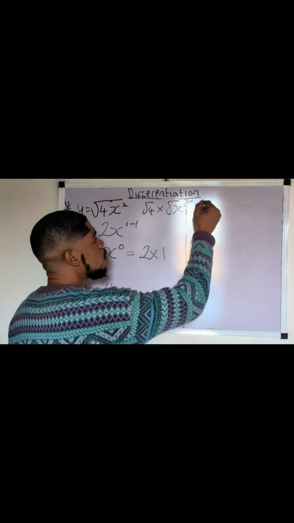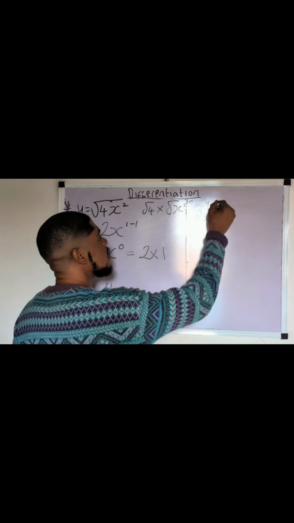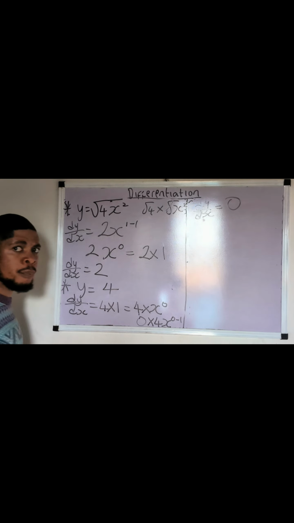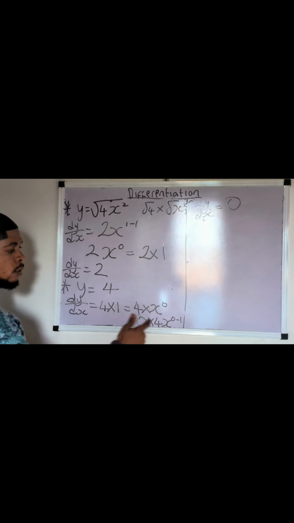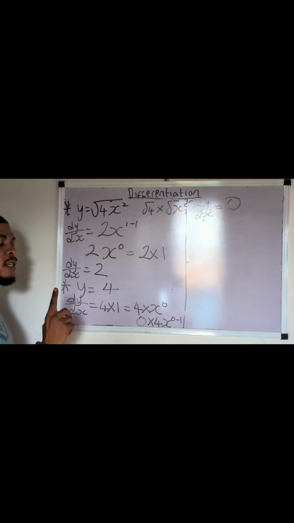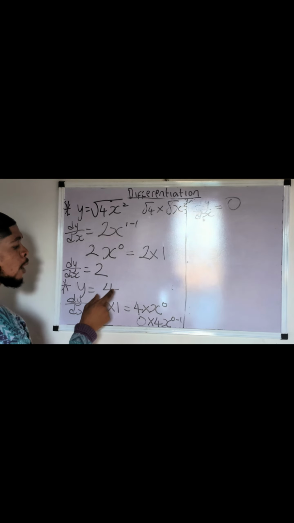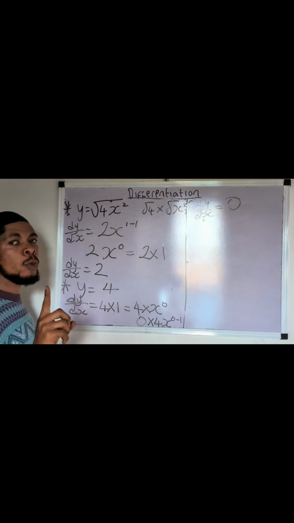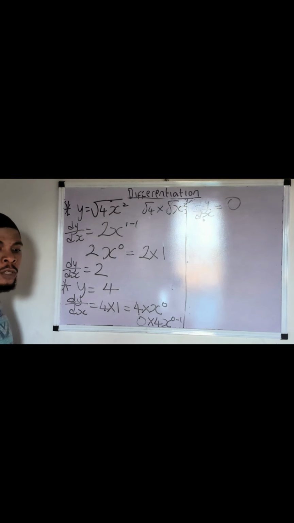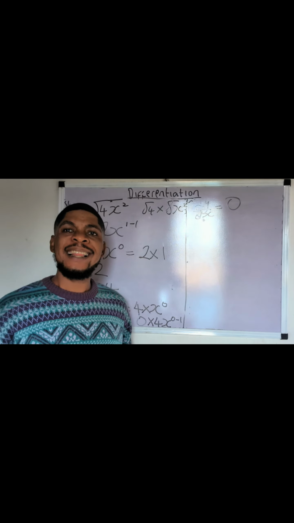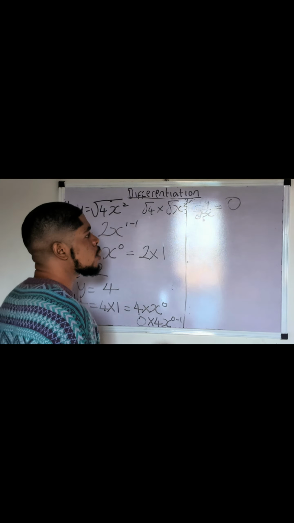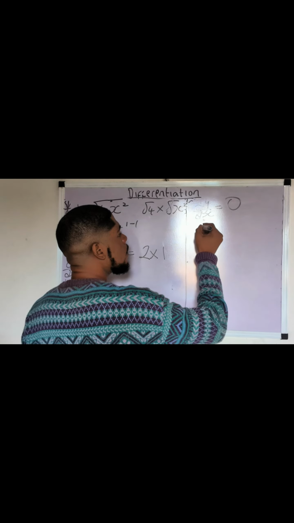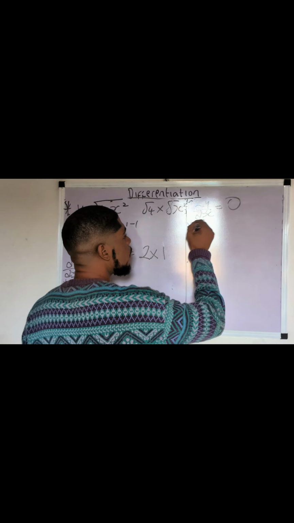So your dy/dx is equal to what? 0. This is the proof. Okay? 0 times everything will definitely give you 0. So anytime you are differentiating a constant like 1, 4, 3, 2, numbers specifically, it will always be equated to 0.